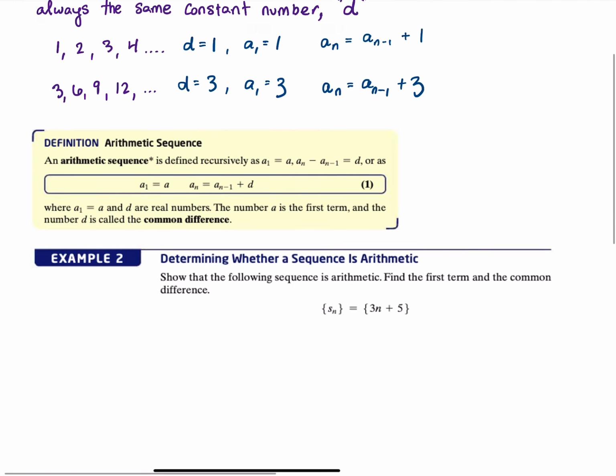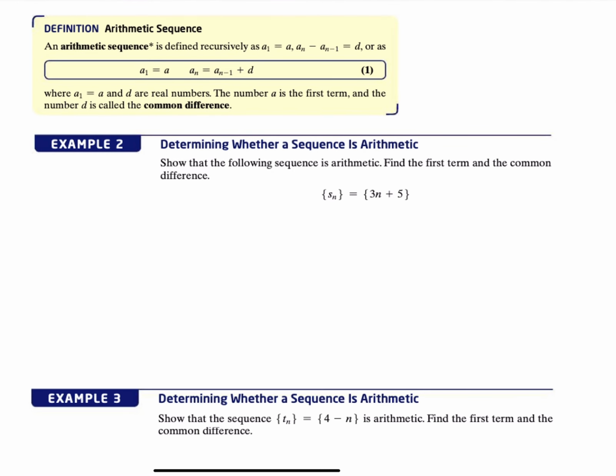In general, if we want to define an arithmetic sequence recursively, you'll start by listing the first term. You can find out what this common difference is by taking a sub n and subtracting a sub n minus 1. If you subtract two successive terms and you get some constant difference, that'll be d. So we can say our first term is just a, and a sub n is the previous term plus the common difference d.